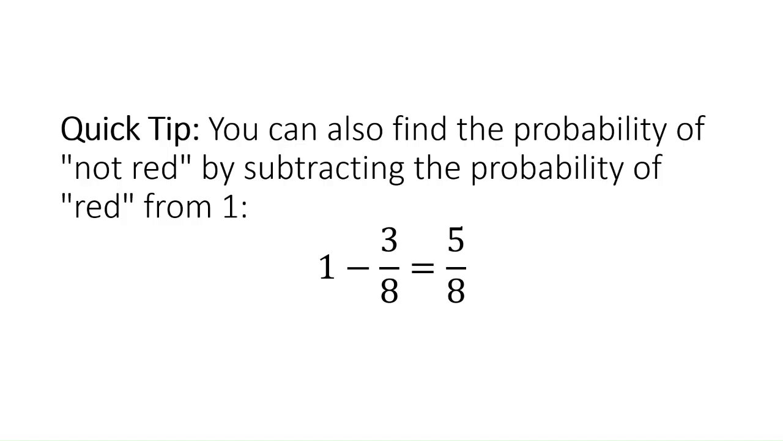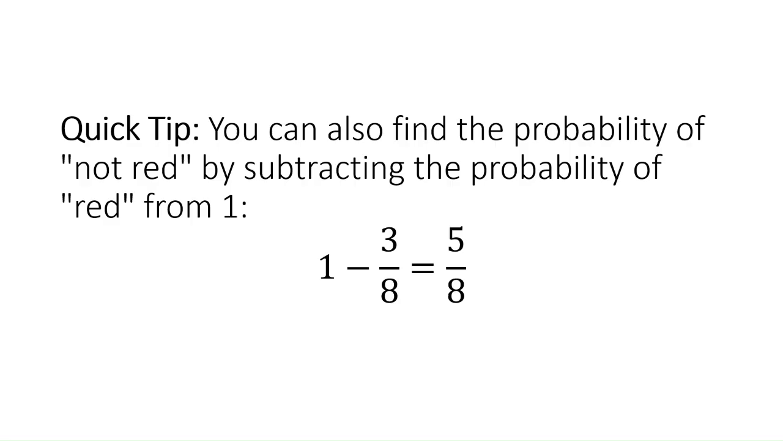This is one of the simplest ways. That means 1 minus 3 by 8 will be equal to 5 by 8 also. In the same way, we can subtract the probability of getting a black ball from 1 to get the probability of getting a red ball even. So these are the simple ways to find out the probabilities of the given events.